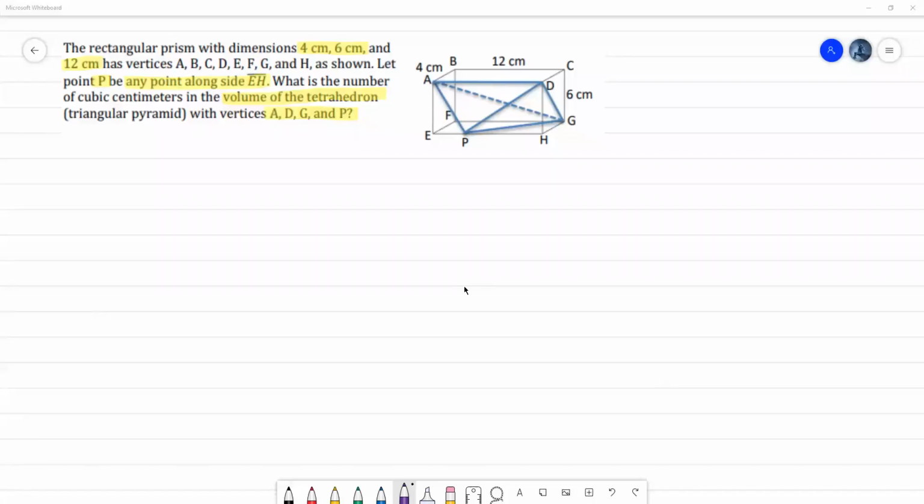Hello, welcome back. Today I'm going to explain how to find the volume of an irregular tetrahedron inscribed in a rectangular prism. Let's begin.